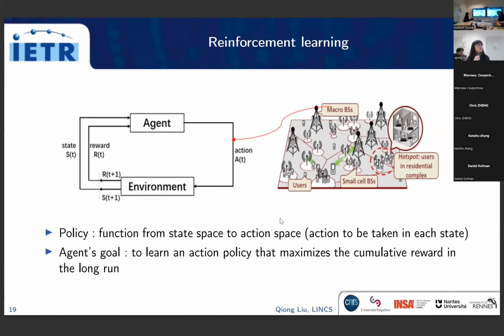So in a reinforcement learning framework, the agent interacts with its environment by taking some action, and the environment will feed back the state and the reward function to the agent. By this kind of interaction between the agent and the environment, the agent will eventually learn an action policy that can maximize the cumulative reward in the long run. So a policy here is a function from the state space to the action space. An action is to be taken in each state.